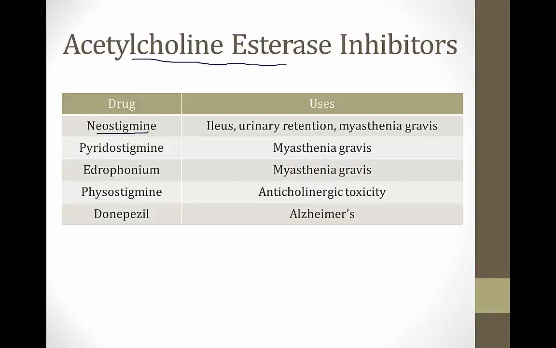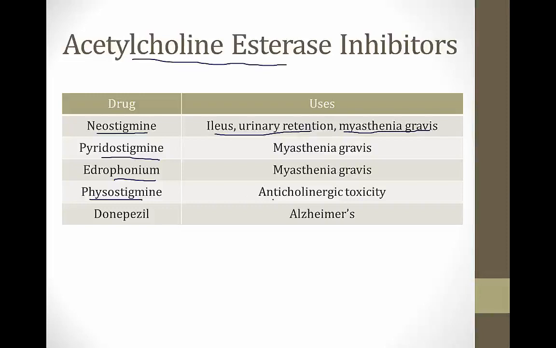They include neostigmine, which is sometimes used for ileus or urinary retention, just like bethanechol. In addition, the muscle disease myasthenia gravis, which we'll talk about in a minute, results from insufficient activity of acetylcholine receptors. So if you boost acetylcholine receptor activity, that can help. Pyridostigmine and edrophonium are also used in myasthenia gravis.